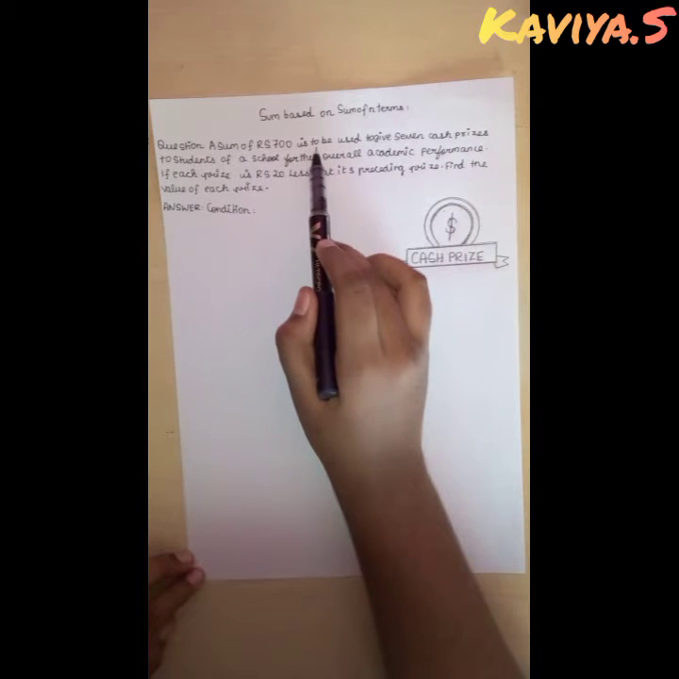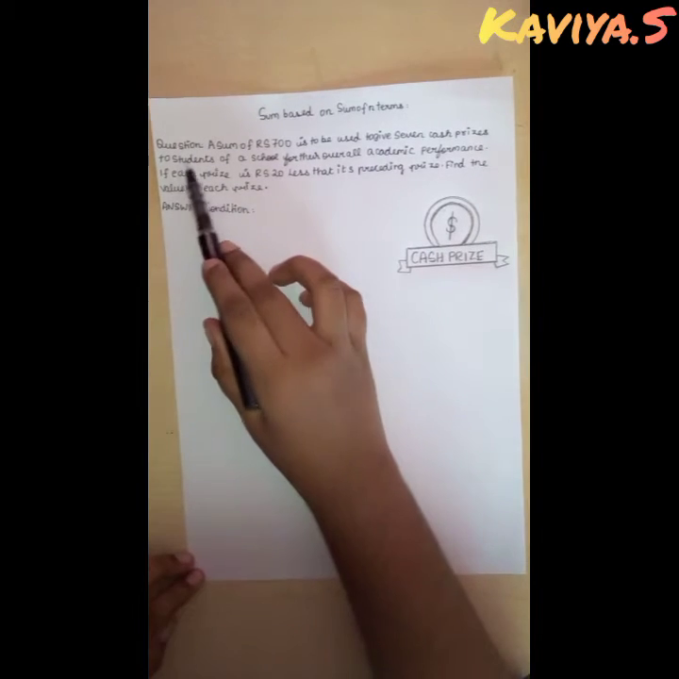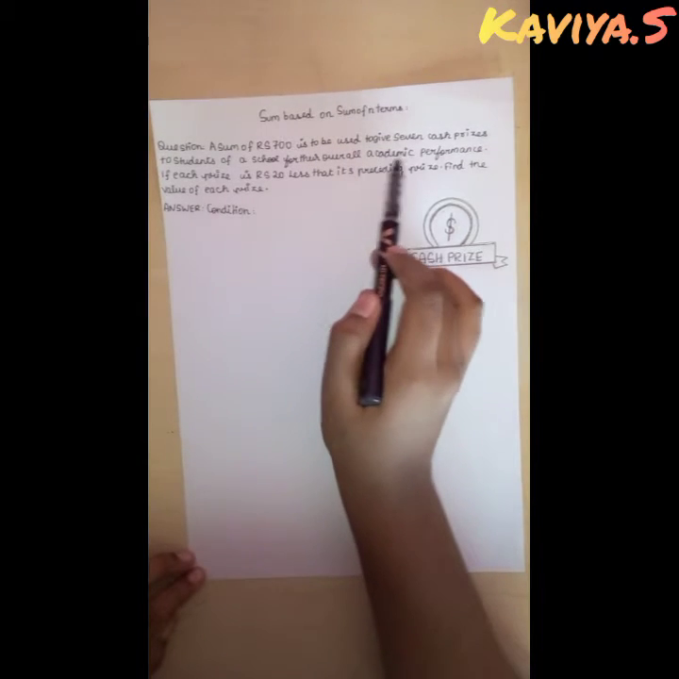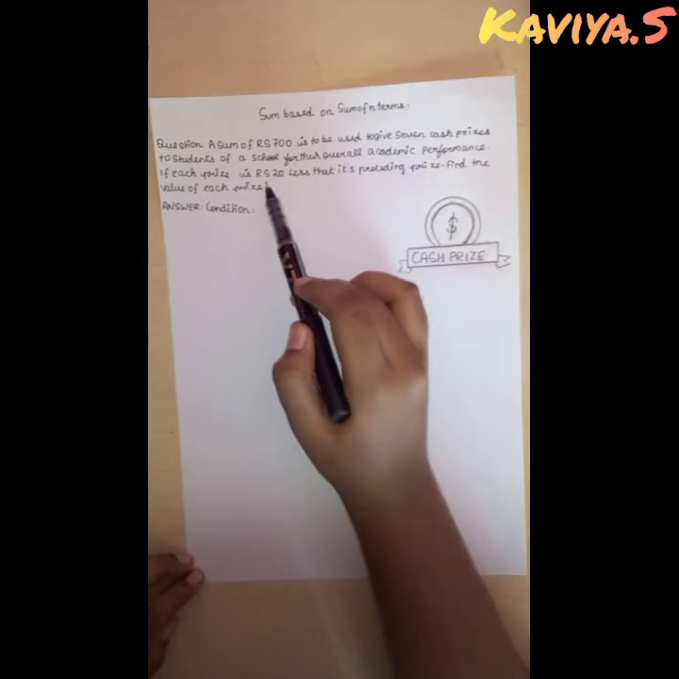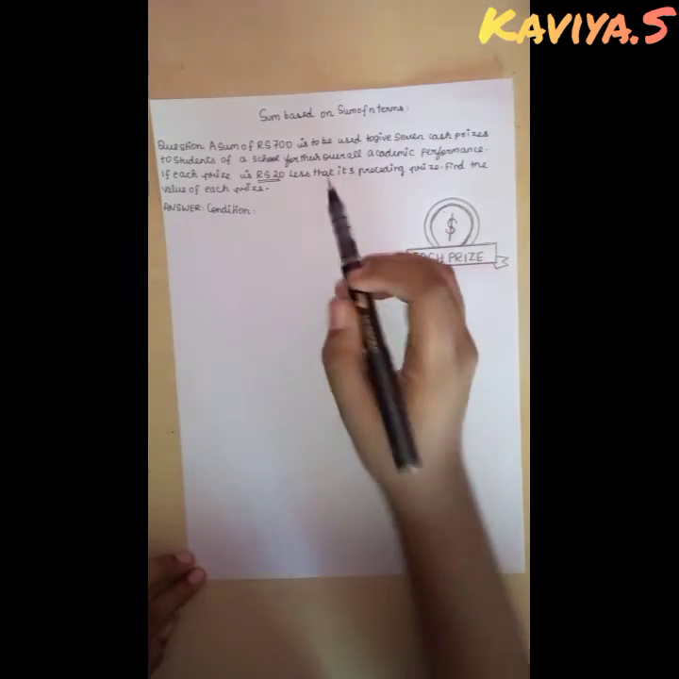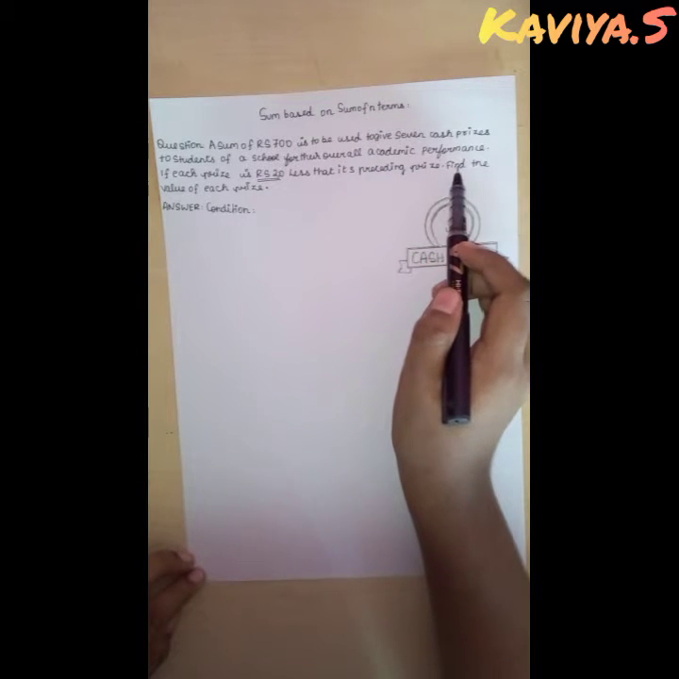The question is, a sum of rupees 700 is to be used to give 7 cash prizes to students of a school for their overall academic performance. If each prize is rupees 20 less than its preceding prize, find the values of each prize.